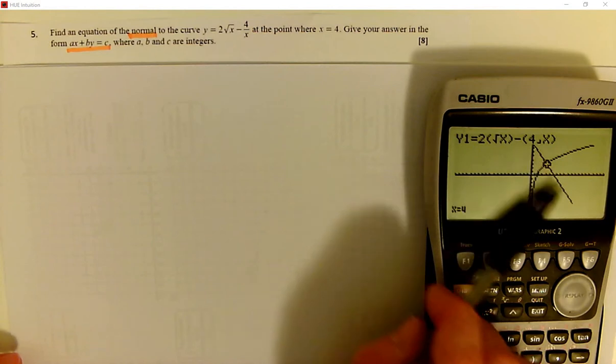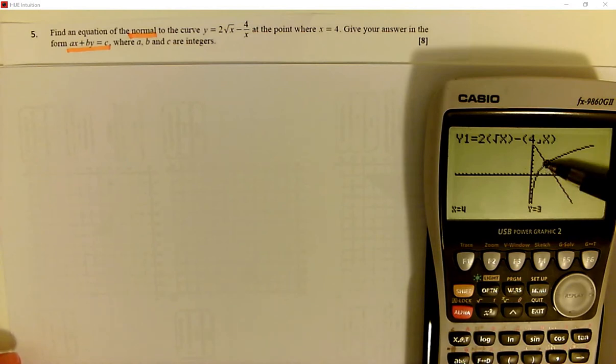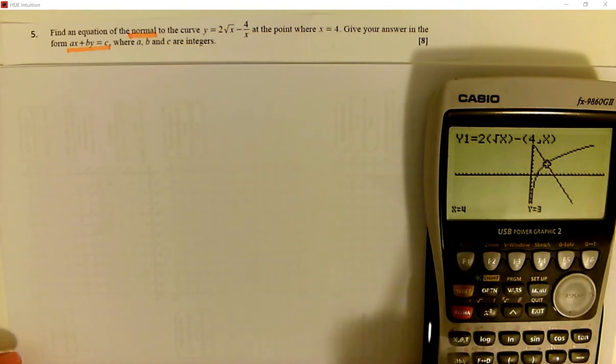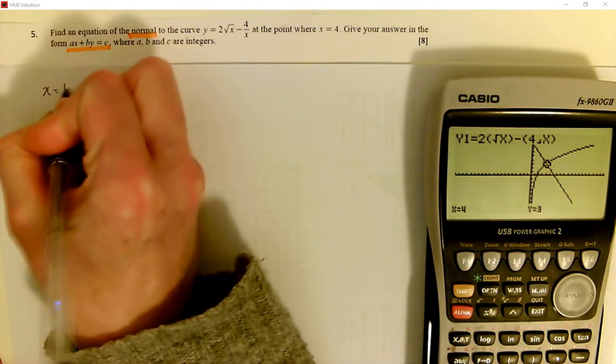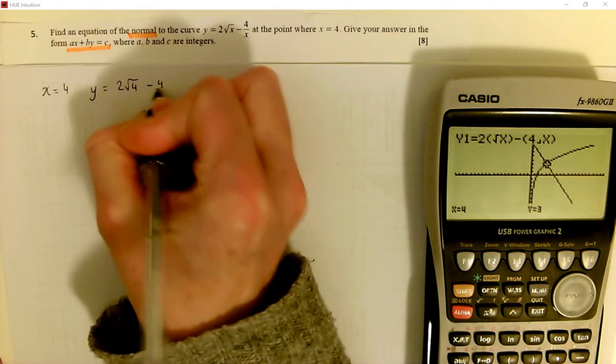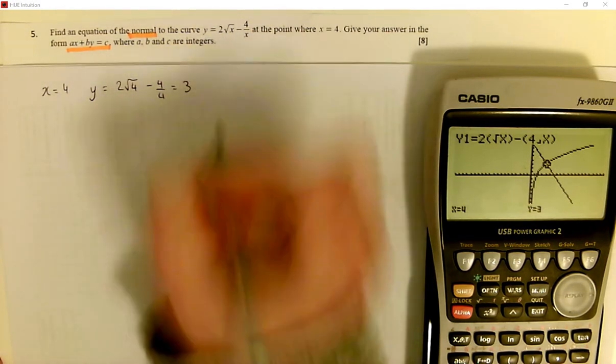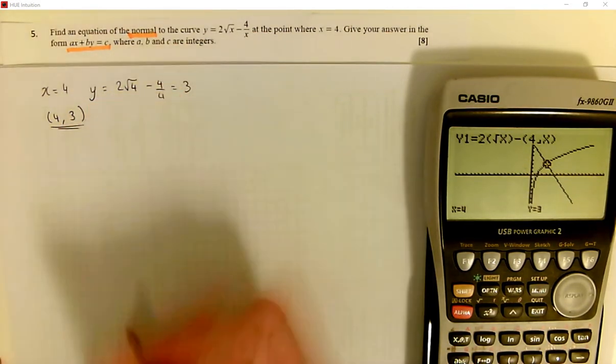So what we should end up with is the equation of a straight line with a negative gradient. And here are our coordinates as well, and it's given us them. X is 4, y is 3. Right, so we need that, don't we? So if x equals 4, y is 2 root 4 minus 4 over 4, which is 3. Okay, so we've got 4, 3 is our point.